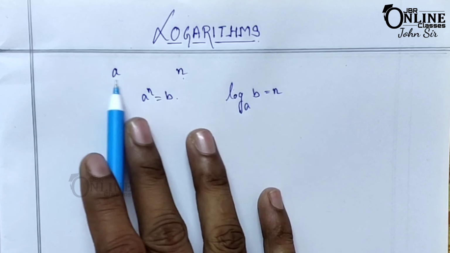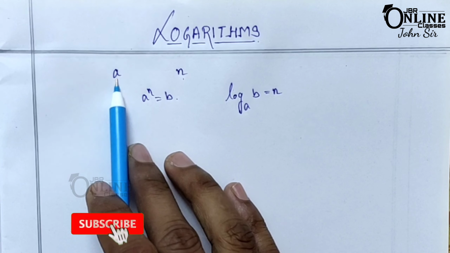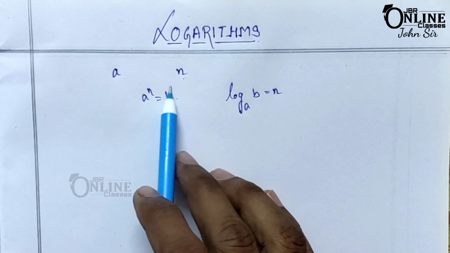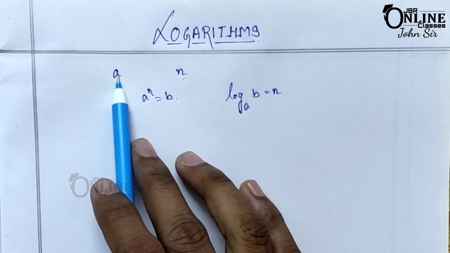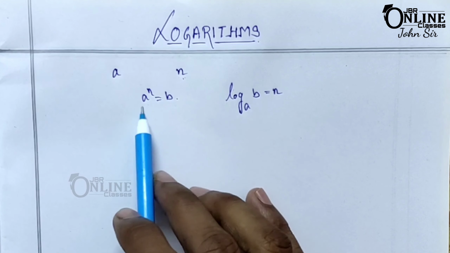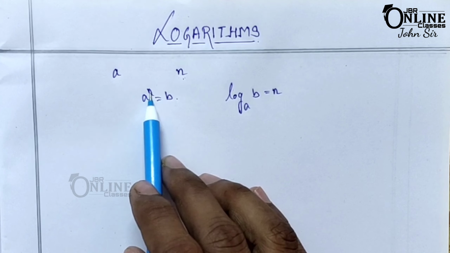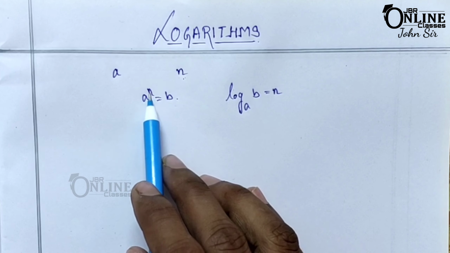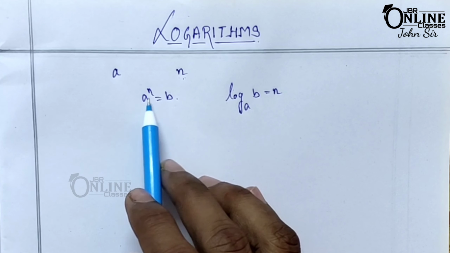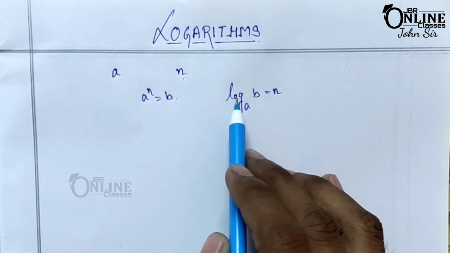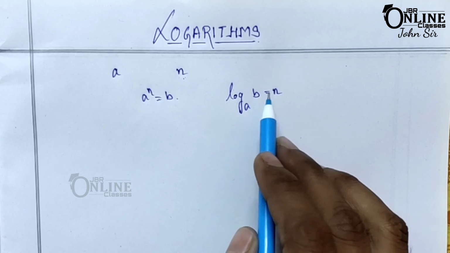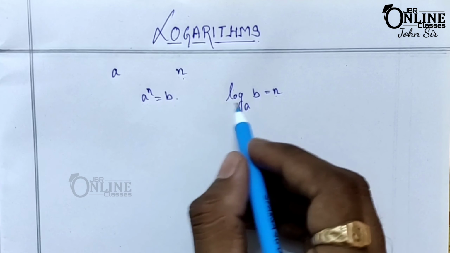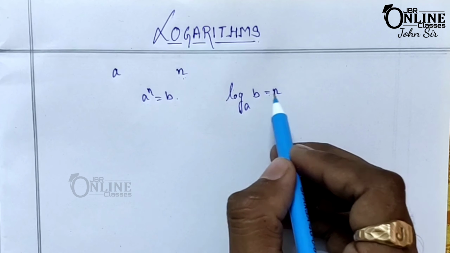If a is any positive number and n is any rational number, then a to the power n equal to b. If a is a positive number, n is a rational number and a to the power n equals b, then this n is called the logarithm of b to the base a. So it is written as log base a of b equals n. That means a to the power n equals b if and only if log base a of b equals n.